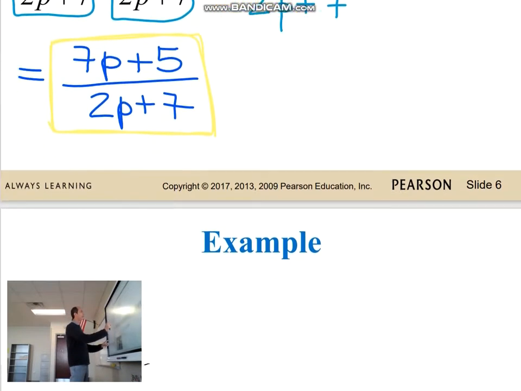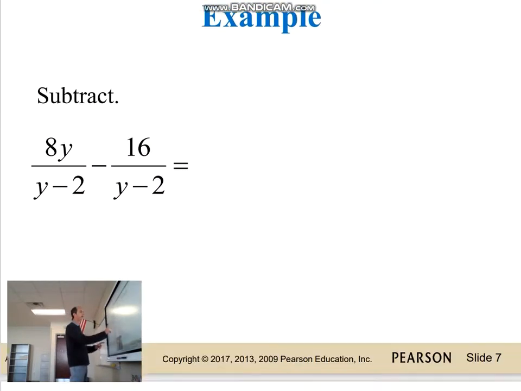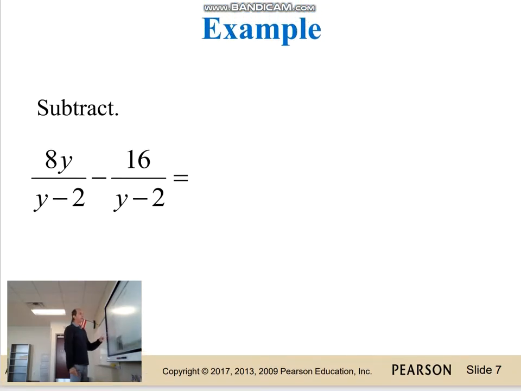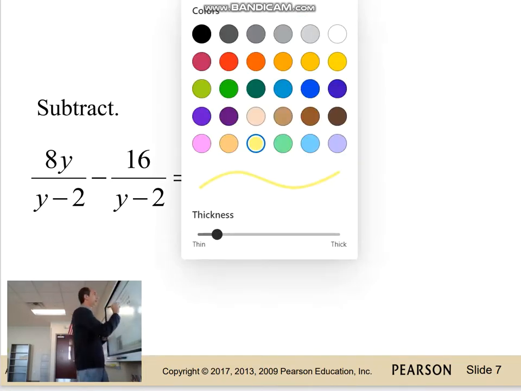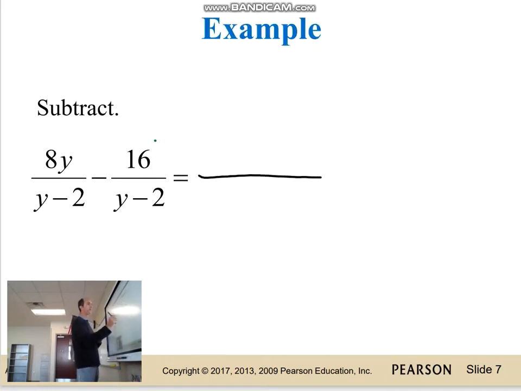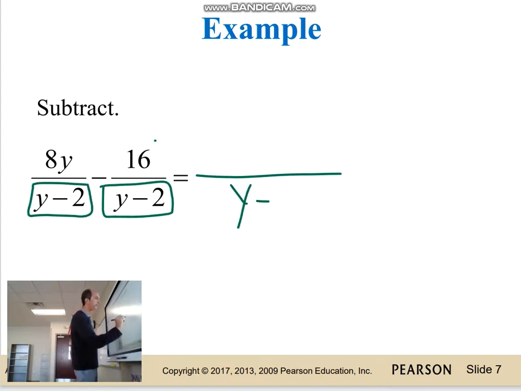Now another example. Let's say we want to subtract 8y over y minus 2 minus 16 over y minus 2. Check the denominators. If you have the same denominator, you can keep it. Keep the denominator y minus 2, okay? And subtract the numerators, 8y minus 16.